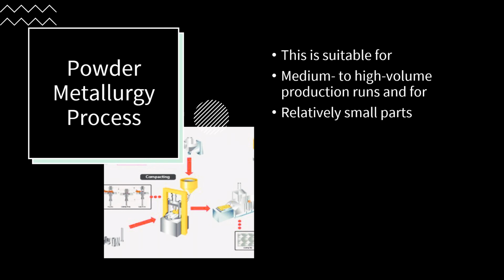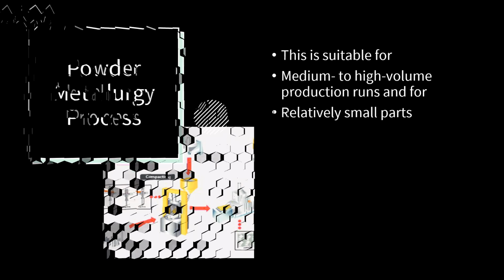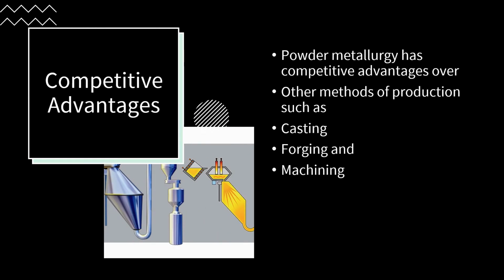The powder metallurgy process is suitable for medium to high volume production runs, and also for relatively small parts. Powder metallurgy, or PM, has competitive advantages over other methods of production like casting, forging, and machining.